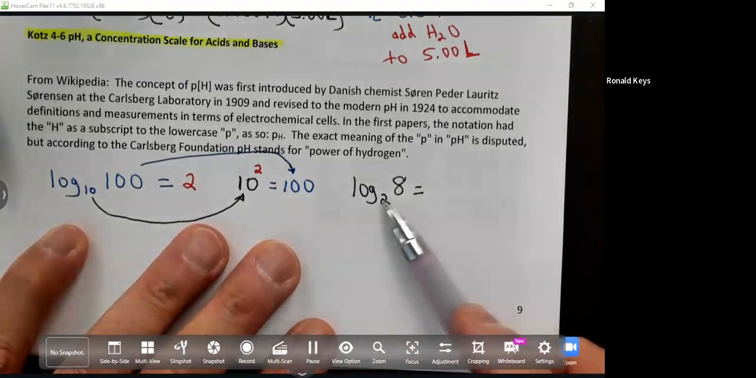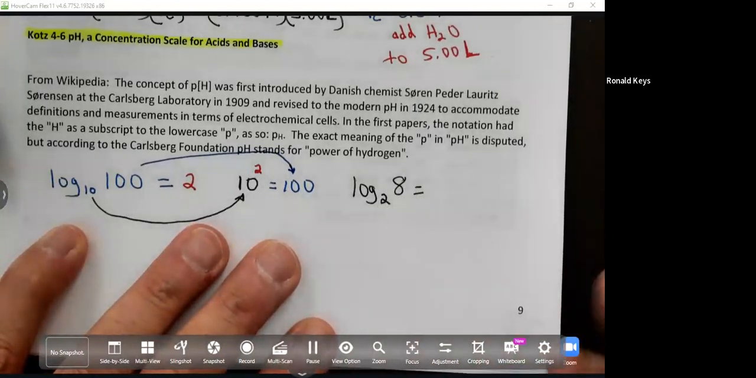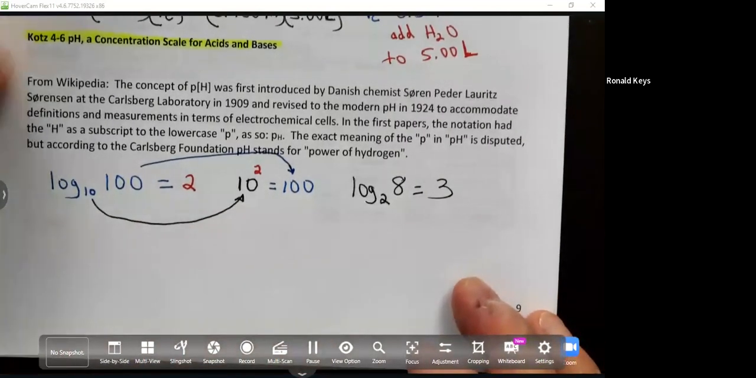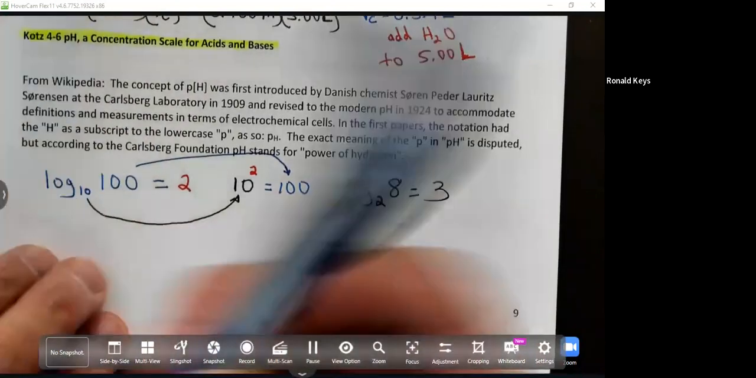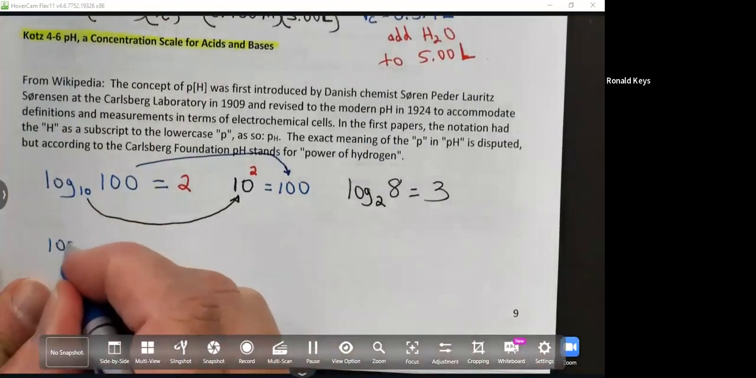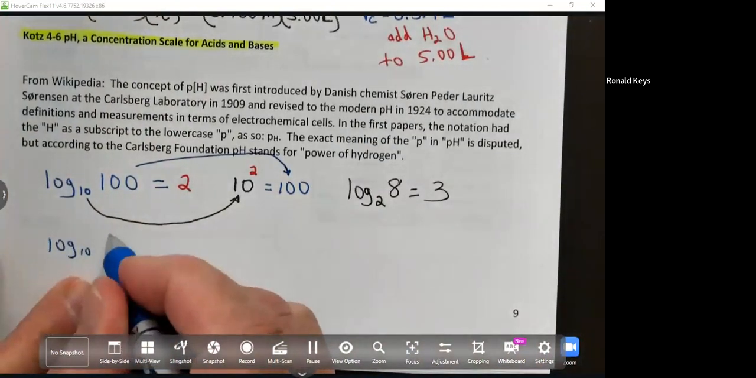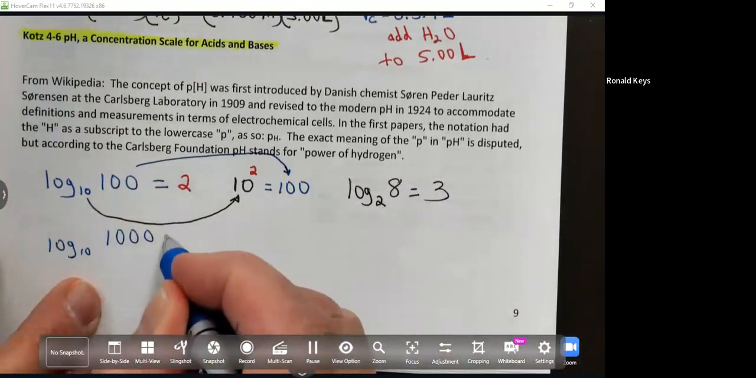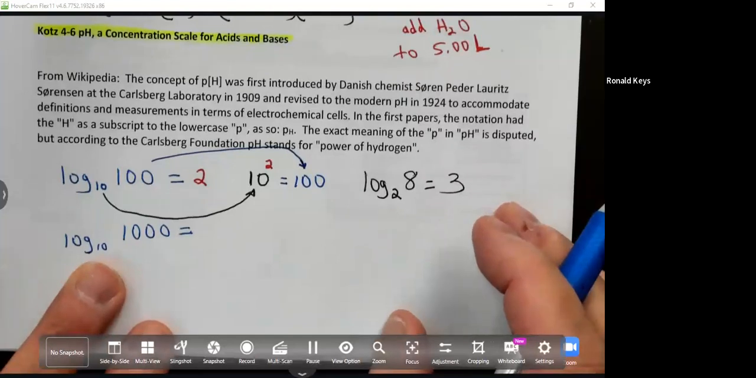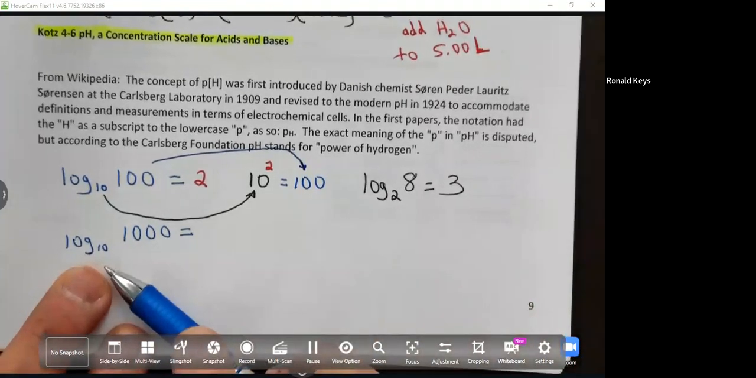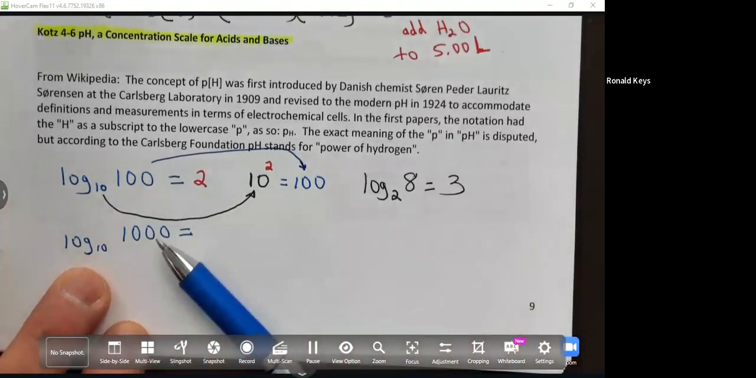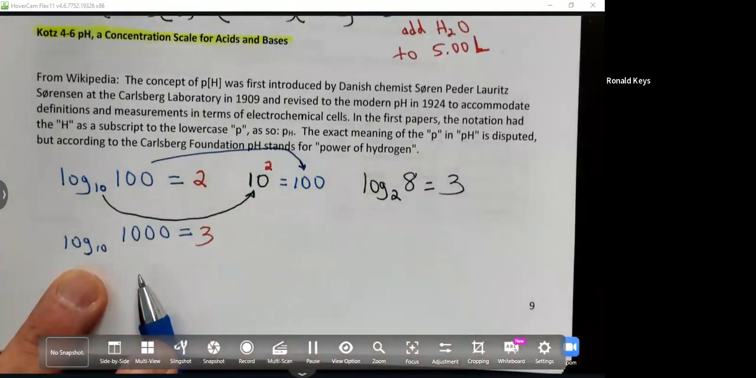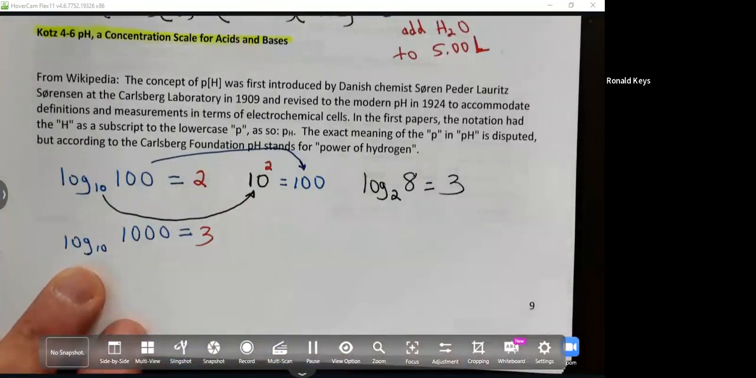2 to what power gives me 8? 3, right? That's what they turn around and do. Now, log base 10 of 1,000. We don't need a calculator now. We do not need a calculator. 10 to what gets us 1,000? 3, right? 3.